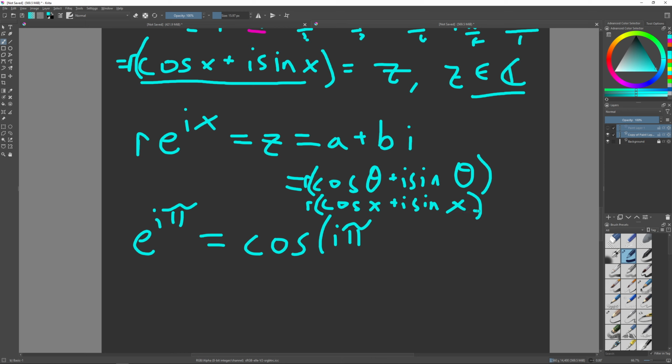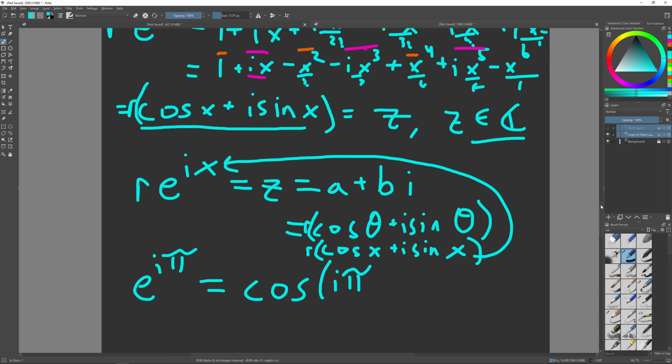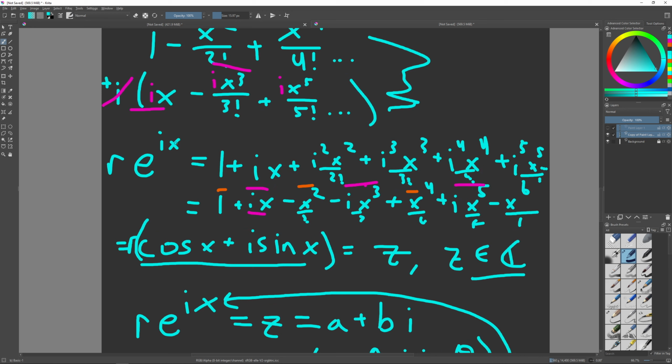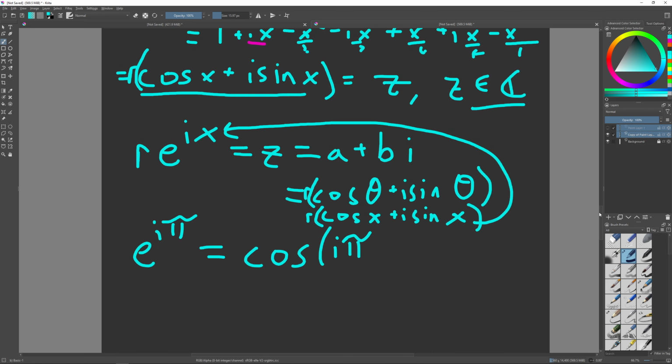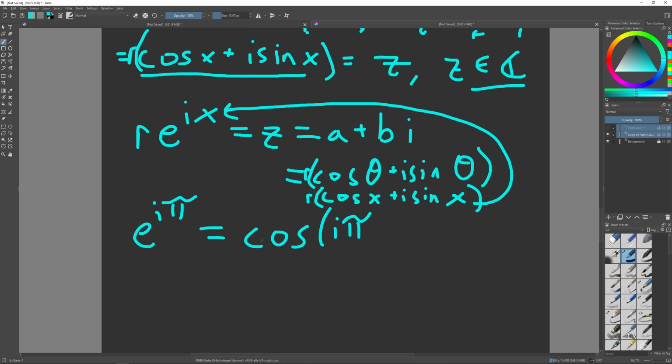Now I'm thinking, did we prove that this x is the same as this x? I think that's what we showed. This x here works out to be cosine x plus i sine x. So that is what we showed. Okay. So we're plugging in pi for x in this situation here.